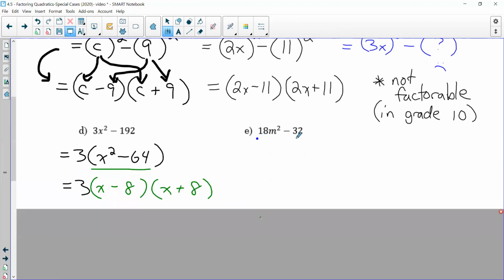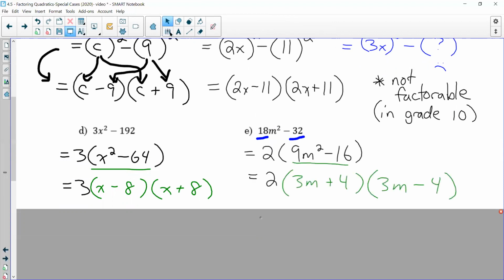Again, here 18 is not a perfect square, neither is 32, but maybe there's a common factor. Let's have a look, and yes, there is. There is a common factor of 2, leaving 9m squared and 16 with a difference in between. So two terms in here that are perfect squares. There's your perfect square pattern for the 9m squared minus 16. 3m coming from the 9m squared and the 4 coming from the 16 to produce these two separate factors.